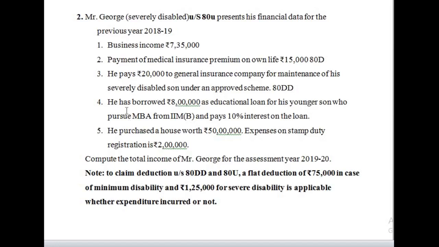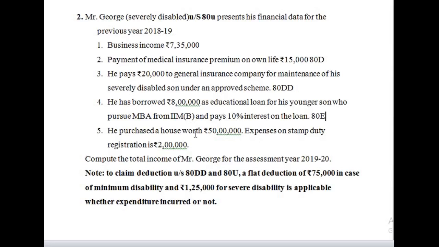Next, he has borrowed rupees 8 lakhs as an education loan for his younger son who pursues MBA from IIMB and pays 10% interest on the loan. The assessee has taken 8 lakhs as education loan for the higher education of his son. On the education loan, he has to pay 10% as interest. It is nothing but interest on education loan and deductible under section 80E. So 8 lakhs into 10%, 80,000 is to be taken as deductions.